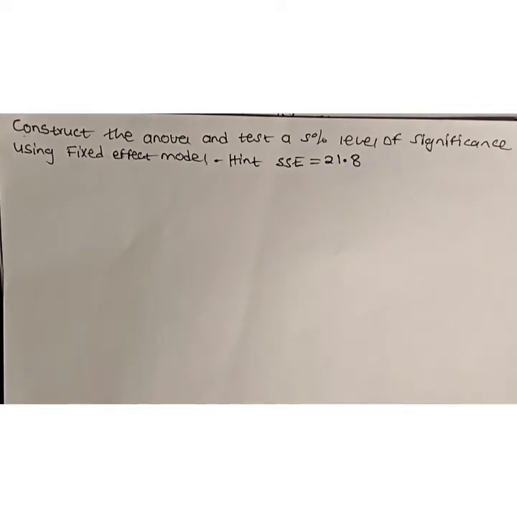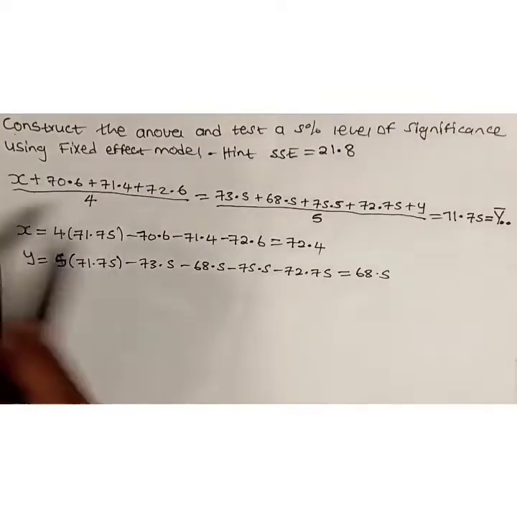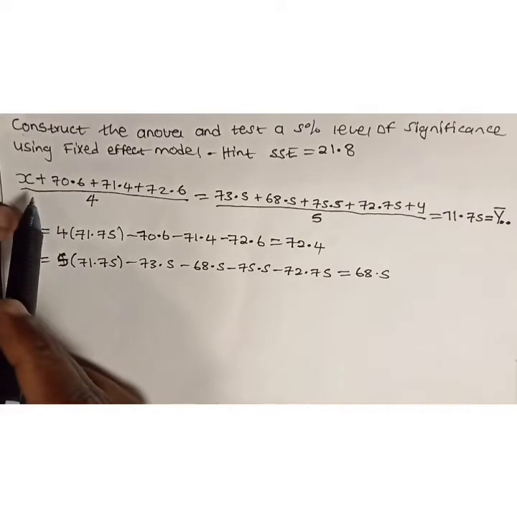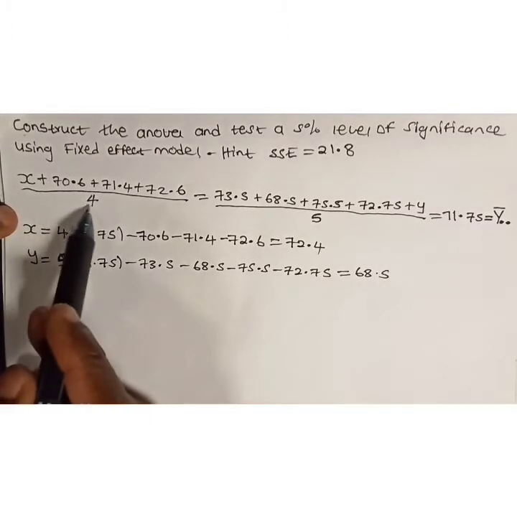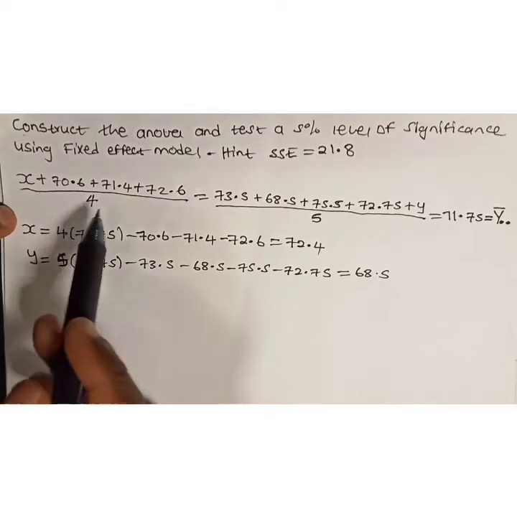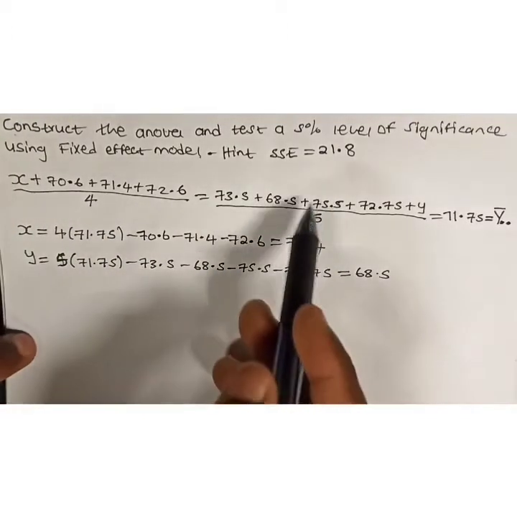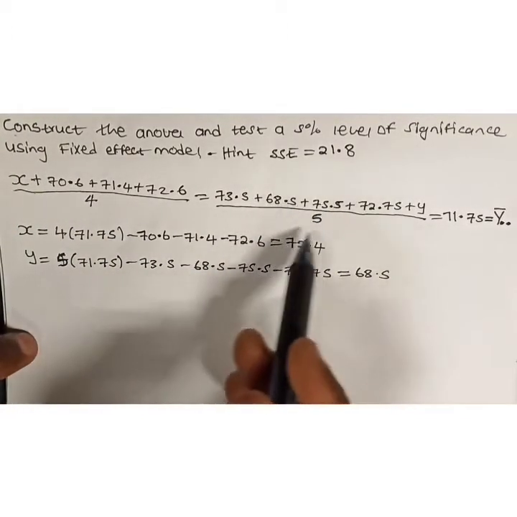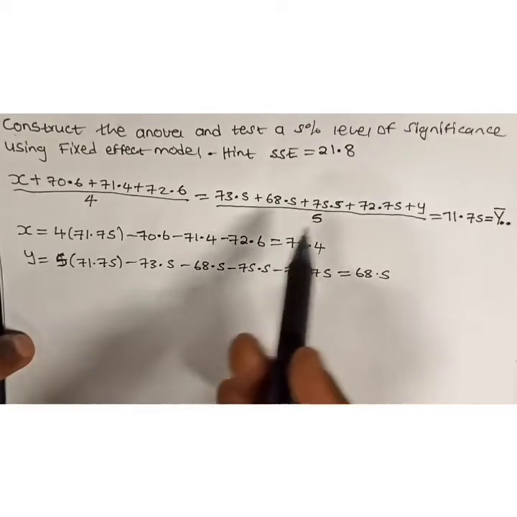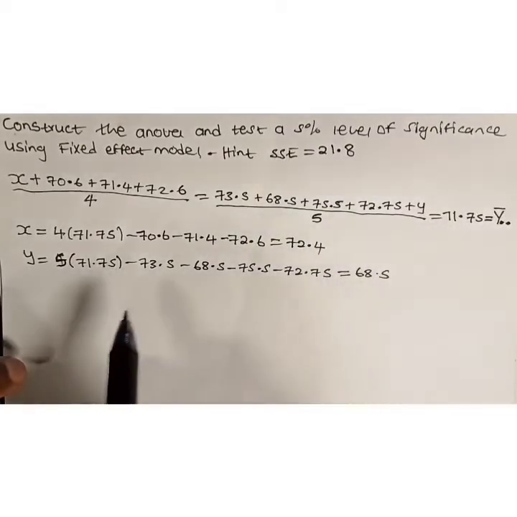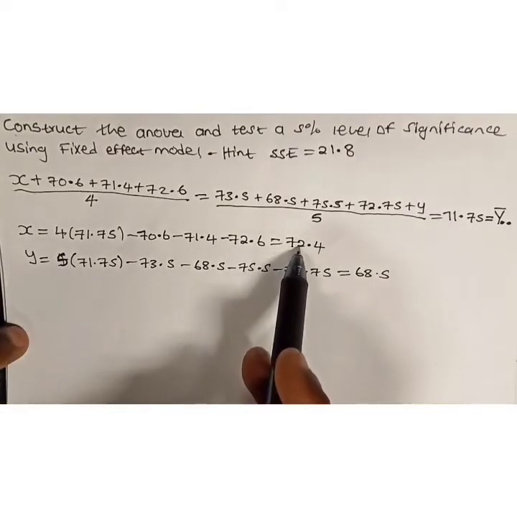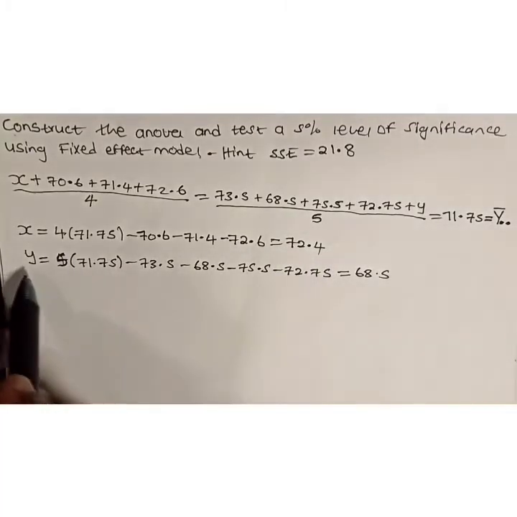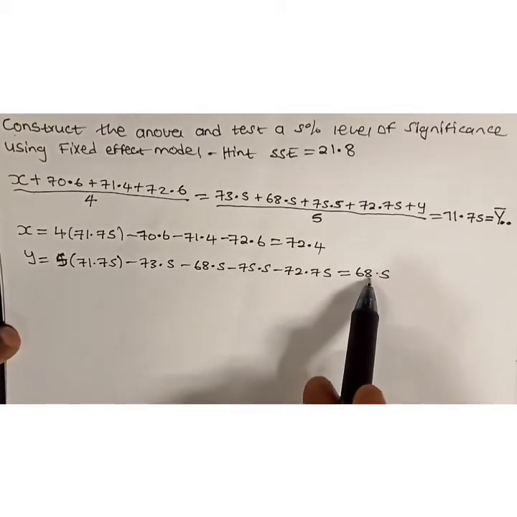So unknown values x and y are obtained by summing the treatment means divided by the number of treatments, and by summing the block means divided by the number of blocks, equating to the grand mean. So we'll get our x as 72.4 and our y as 68.5.